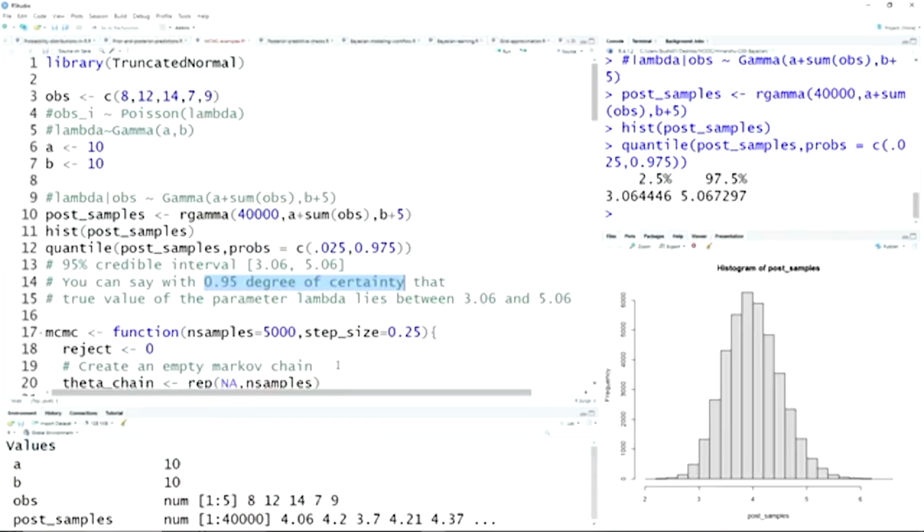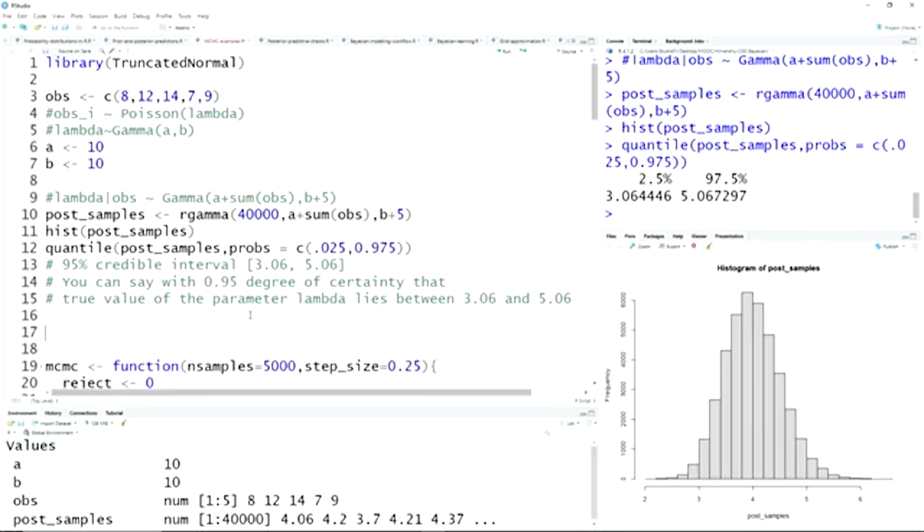If I say that event E occurs with probability 0.7, in the Bayesian framework that means there is 0.7 degree of certainty, quite a high degree of certainty, that this event would occur. So in this case also, a 95% credible interval means that we have 0.95 degree of certainty that the true value of parameter lambda lies between 3.06 and 5.06. This is very different from the frequentist interpretation of probability and of a confidence interval.